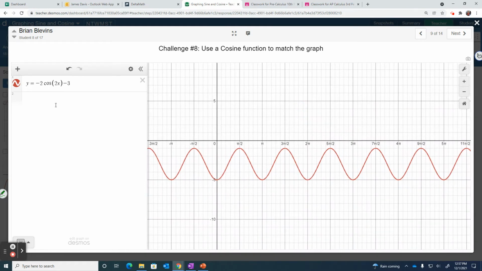So this is a negative cosine again. Period is the same, pi, so that's where we get our 2. It is shifted down 3, the line is there, which makes the amplitude 2. So negative 2 cosine of 2x minus 3.